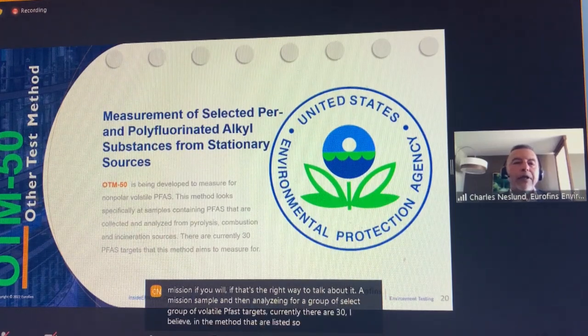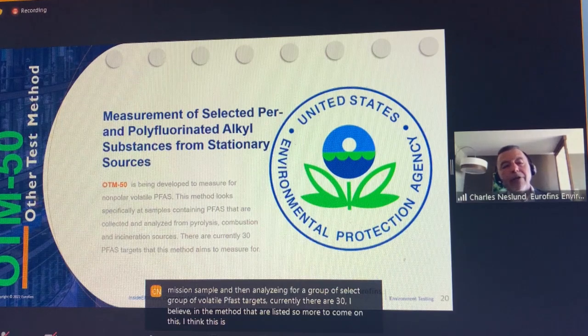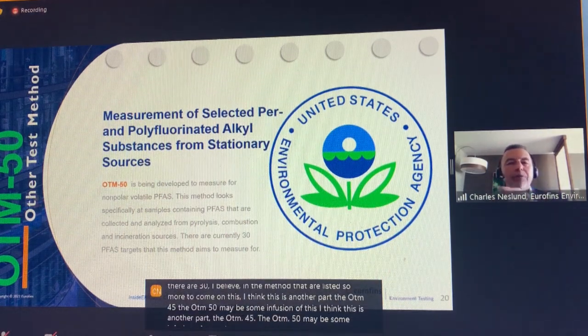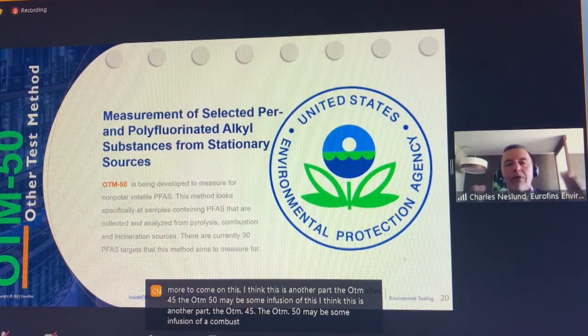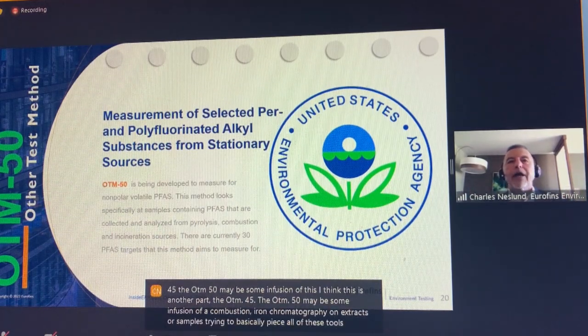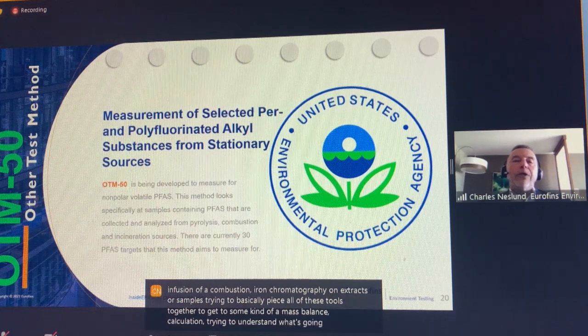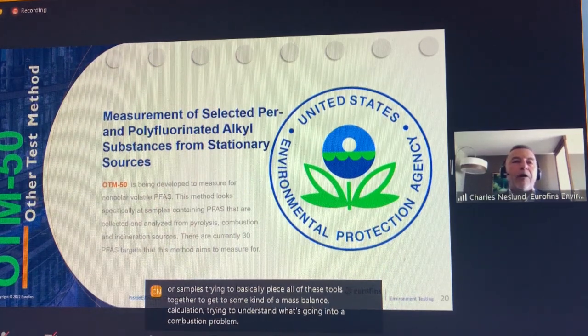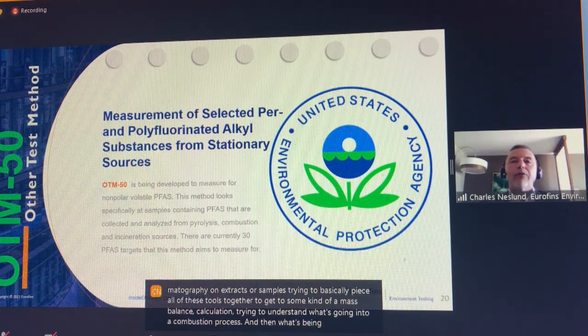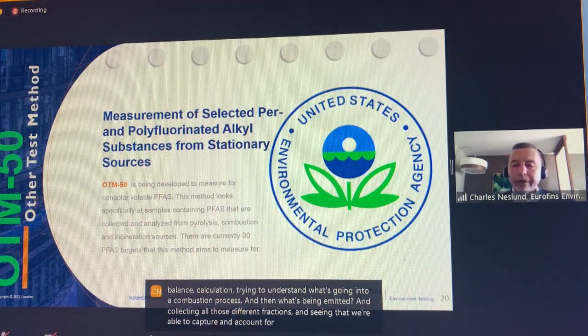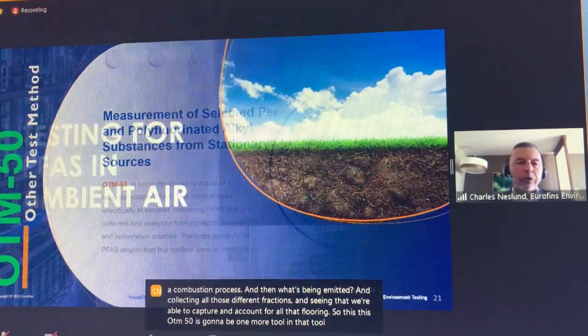More to come on this. I think this is another part: the OTM 45, the OTM 50, maybe some infusion of combustion ion chromatography on extracts or samples, trying to basically piece all of these tools together to get to some kind of mass balance calculation, trying to understand what's going into a combustion process and then what's being emitted, and collecting all those different fractions and seeing that we're able to capture and account for all that fluorine. So this OTM 50 is going to be one more tool in that tool belt to achieve that.